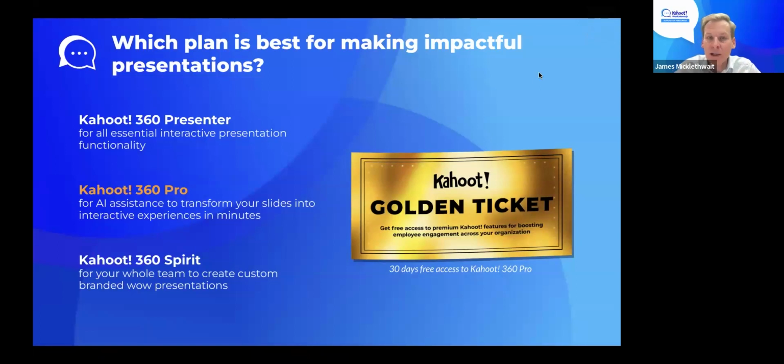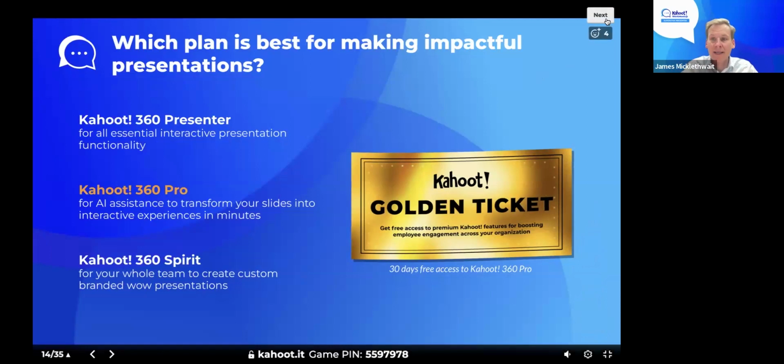If you want to have larger audiences, Presenter is up to 50 participants, Pro gives you up to 2,000 participants, which is a huge event, much bigger even than this event. Then 360 Pro is a great match, and it's got some great AI tools that can help you make your presentations faster. And then if you've got a whole team of presenters, or you want to equip your whole team or organization, then we have Kahoot 360 Spirit that allows you to customize the look and feel, very much like I'm demoing here, to your own corporate branding.